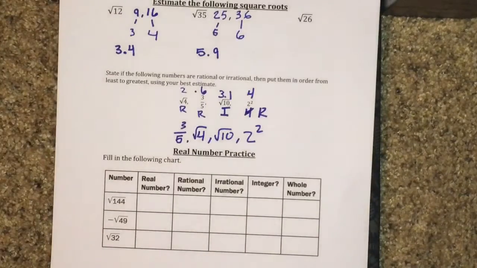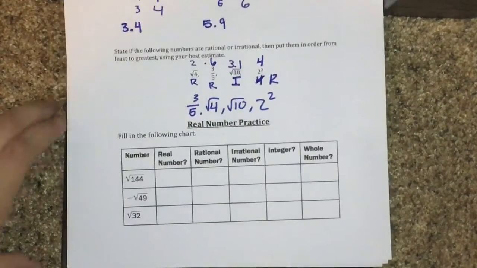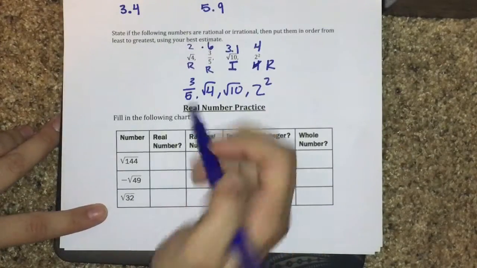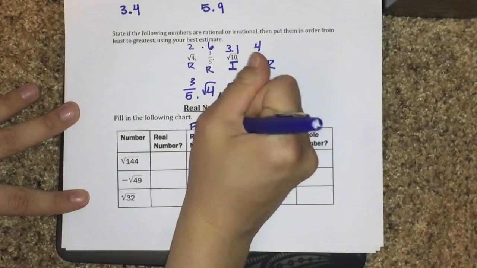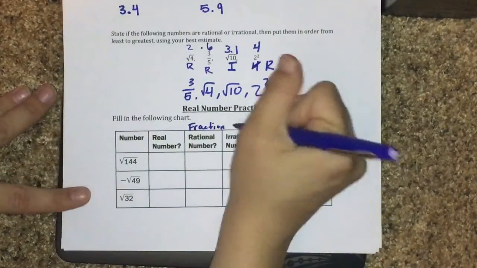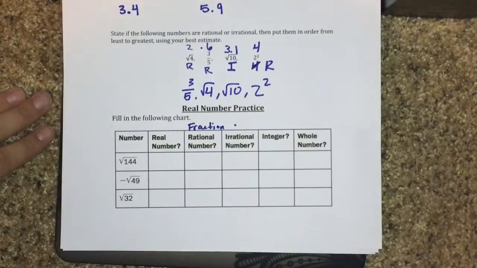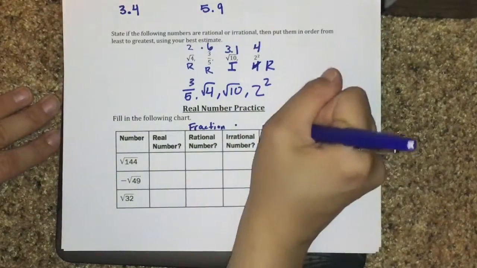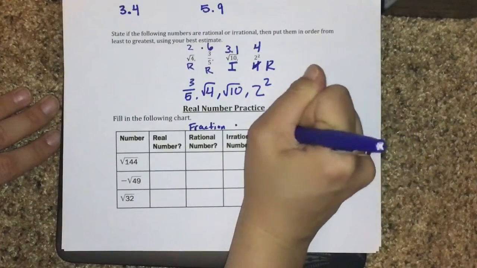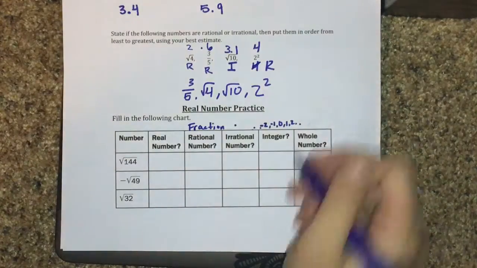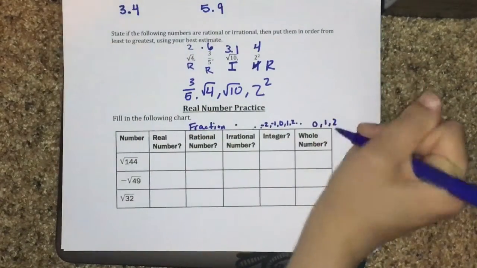Okay, the last thing we are going to cover, actually we're going to go ahead and go back to the page you were just on, filling in this chart here. Remember what each of these numbers are. A real number is pretty much any number. A rational number can be written as a fraction. An irrational number cannot be a fraction. An integer is -2, -1, 0, 1, 2, all those numbers, backwards and forwards. And a whole number is just 0, 1, 2, does not include the negative.